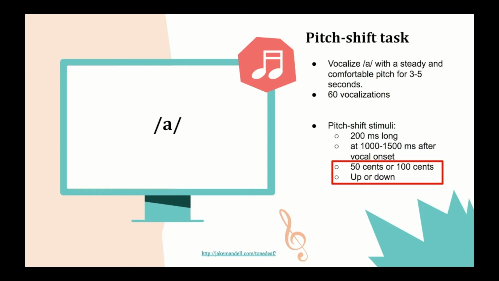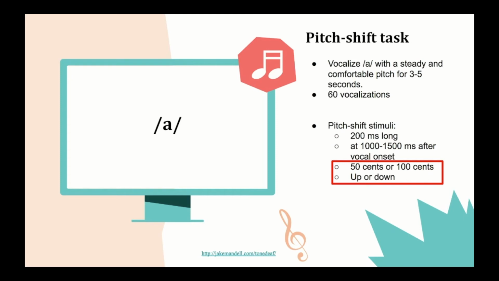In the third task, which is the pitch shift task, we asked the participants to vocalize the vowel "ah" with a steady and comfortable pitch for 3 to 5 seconds. In total, there were 60 vocalizations. That means 60 "ah"s. The pitch shift stimuli were 200 milliseconds long, and they appeared roughly in the range of 1,000 to 1,500 milliseconds after vocal onset.